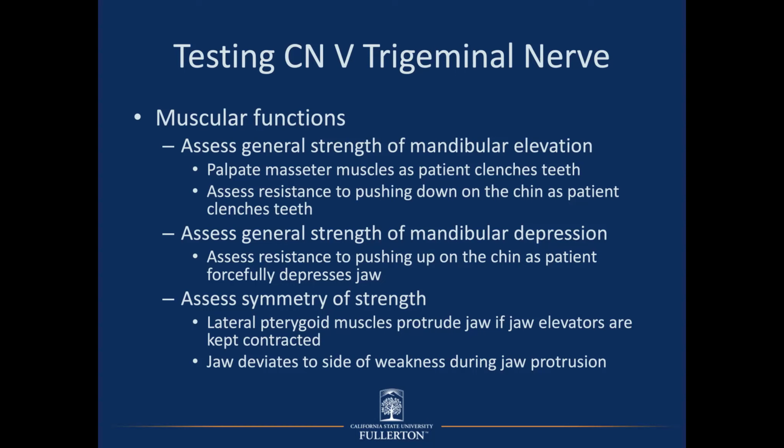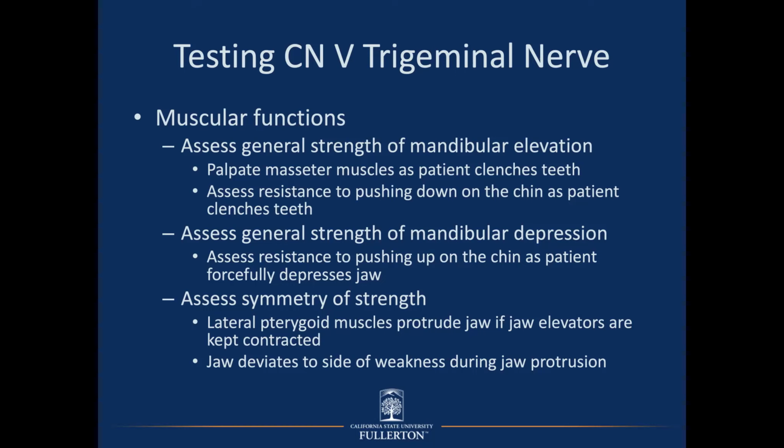So if you're just asking them to open their mouth against your opposing force of pushing the jaw up, you're testing them in general, and you can see if they're pretty strong, but you can't see the symmetry really. To do that, we're going to ask them to protrude their jaw. When you protrude your jaw, the only way you have of doing it is to contract those lateral pterygoids. They run basically from front to back, and so they pull the whole jaw forward if the person is also keeping the mandible relatively elevated.